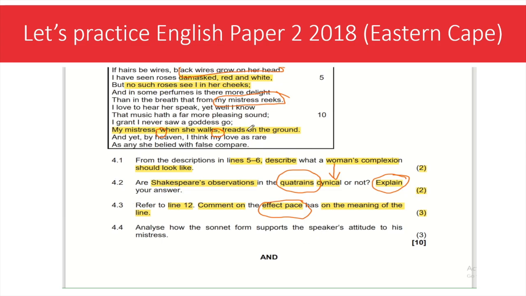So my mistress, when she walks, she treads on the ground. Let's look at the connotation of the word tread. When you tread on something, it's not graceful, it's not pretty, it's quite hard, thumping, almost really walking on the ground as hard as you can. So these commas can act as a way to slow down the pace, to almost mimic her treading on the ground. But let's have a look at the memo.